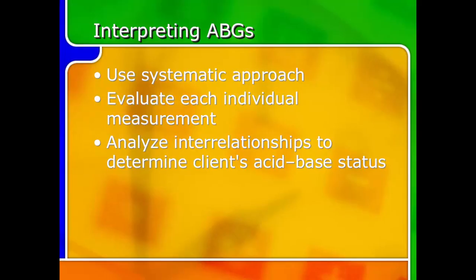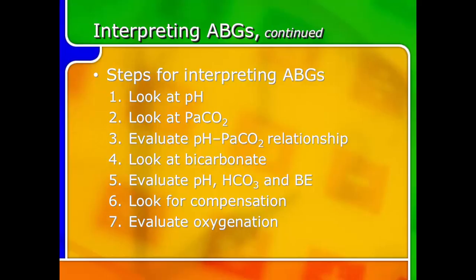All right, interpreting ABGs is done through a systematic approach. You want to evaluate each individual measurement and analyze the interrelationships to determine the client's acid-base balance. So these are some steps in interpreting. You want to look at the pH to see if it is high or low, to see if you're in alkalosis or acidosis. You want to look at your PaCO2 level to see if it's high or low.